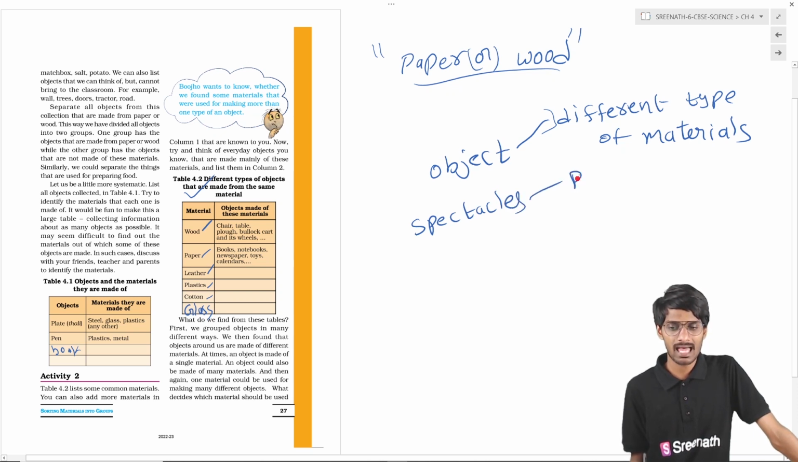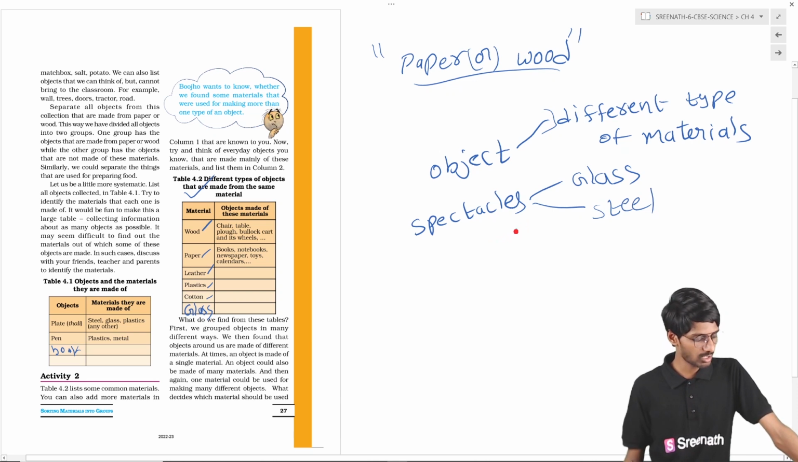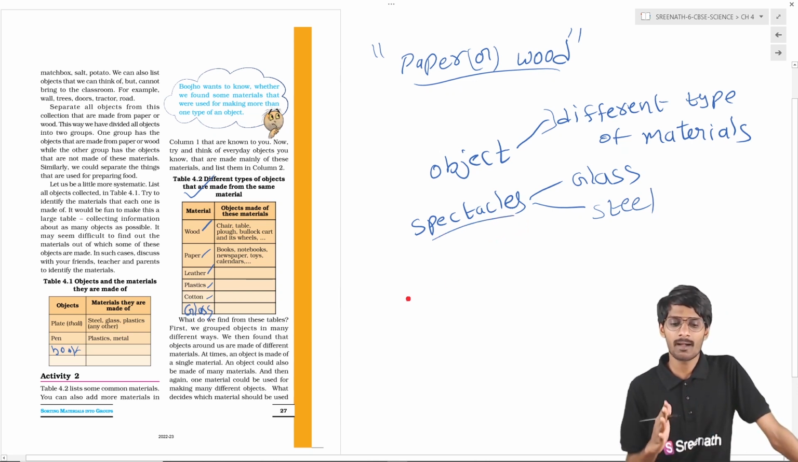Spectacles are made from glass. There is glass material used in its preparation, and steel or plastic, or iron, whatever it may be, used in the preparation of spectacles, students. So this is the procedure.